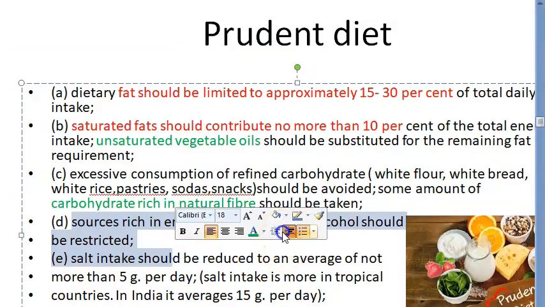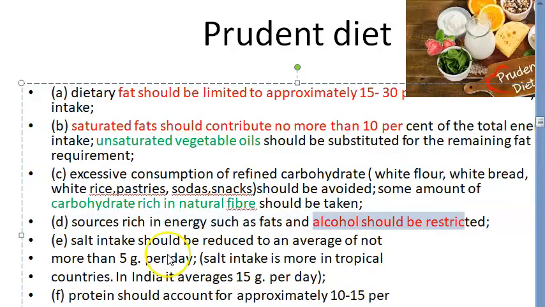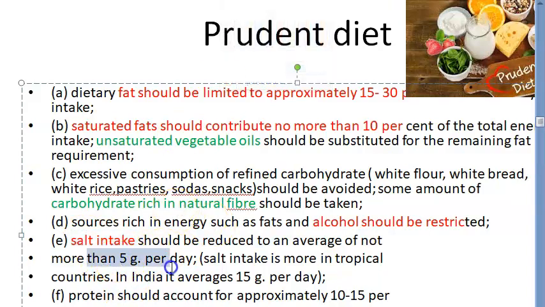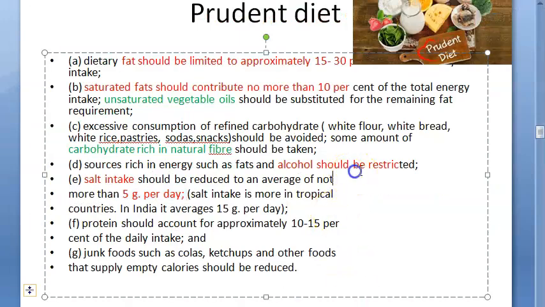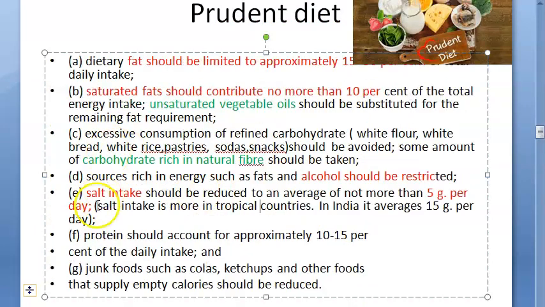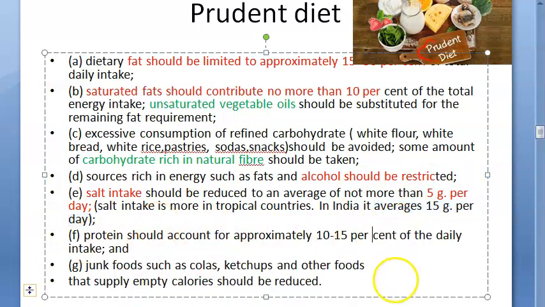Rich sources of energy such as alcohol should be restricted. Salt intake should be reduced to an average of not more than 5 grams per day. This you know, no? The DASH regimen also has it. Salt intake also should be less than how much? 5 grams per day. All these specific things you have to write. Prudent diet means it's not just saying eat less salt and less alcohol. Salt how much? Less than 5 grams per day. In India we take 15 grams per day it seems. Probably I take more than that.